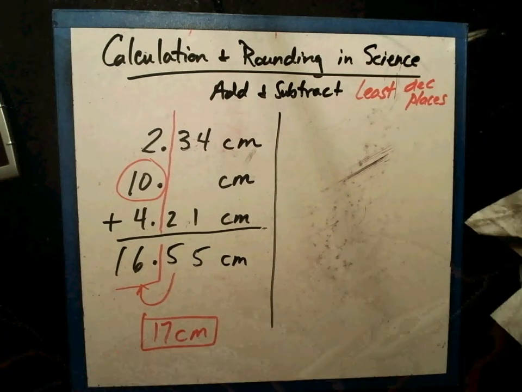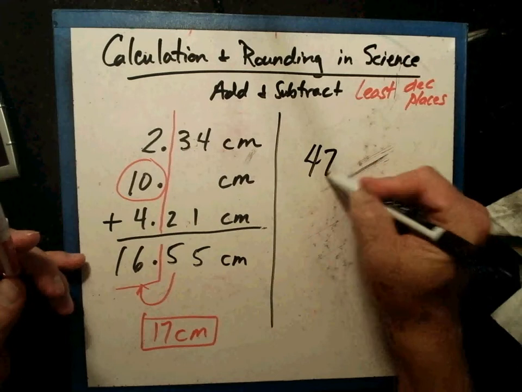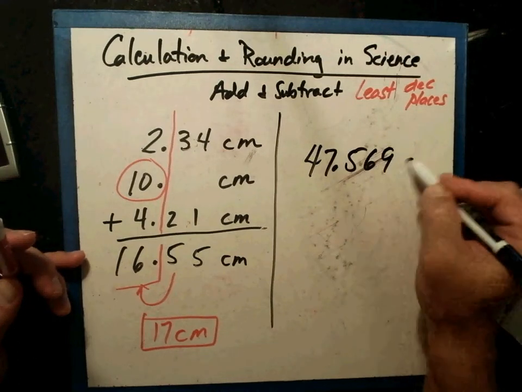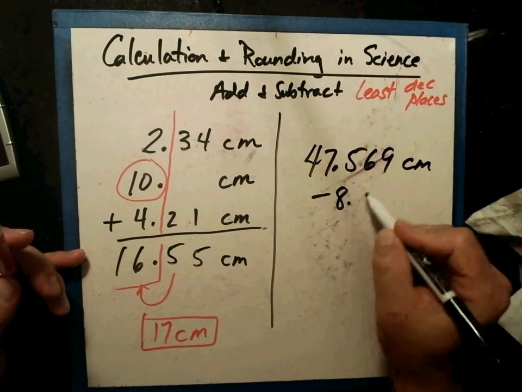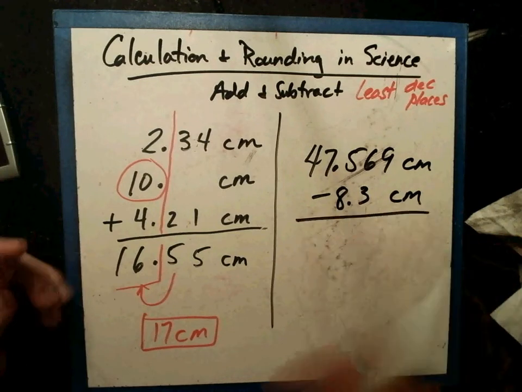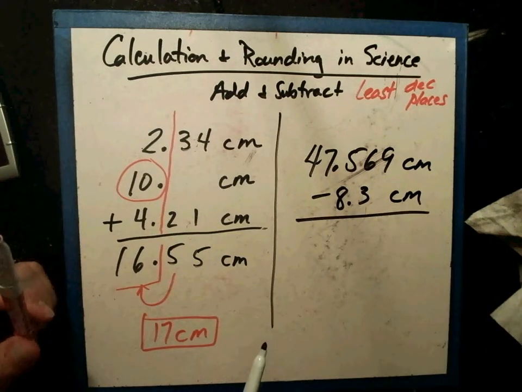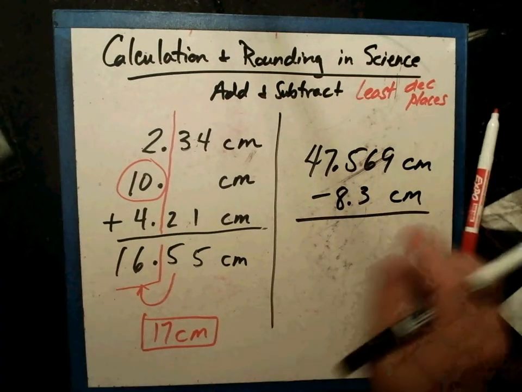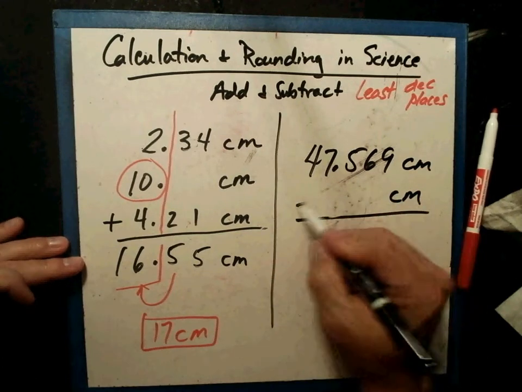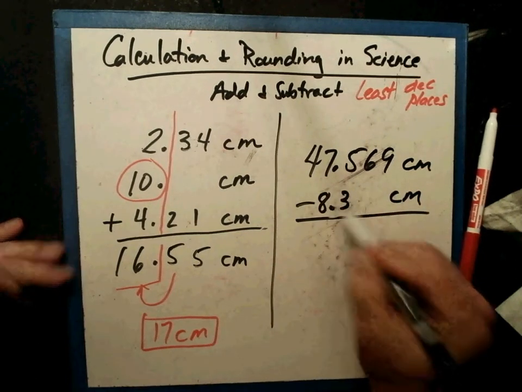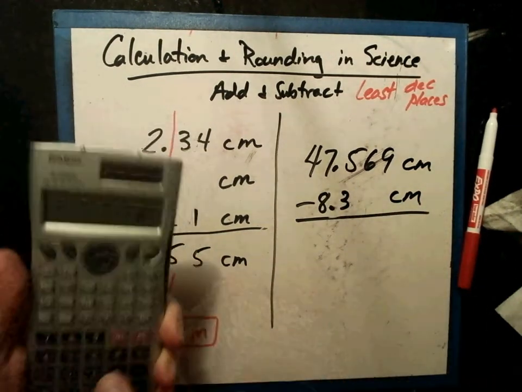So we're going to play with a couple of these real quick. We're going to have 47.569 centimeters minus 8.3 centimeters. So I'm not going to line them up this time. Okay, so I'm going to take my calculator. I'm going to line them up on here, minus 8.3, but I'll do the math on the calculator so I don't have to do all the borrowing, but here it is.